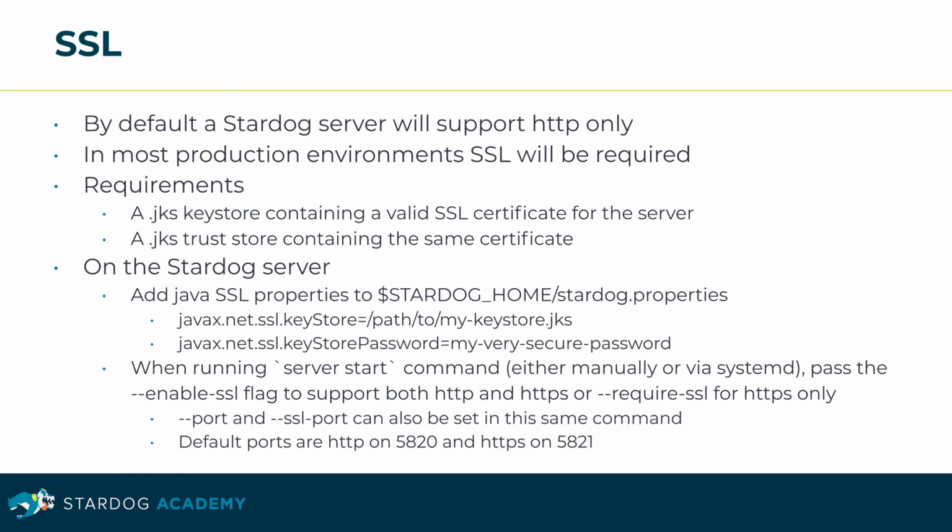Once this is set up, you will need to modify your server start command wherever it's run, whether that's manually or performed by systemd, to include either the enable SSL flag or the require SSL flag. Enable SSL starts your Stardog server with HTTP listening on one port, defaulting to 5820, and HTTPS listening on the other, default is 5821. These ports can be specified with the port and SSL port flags. Setting require SSL only opens the HTTPS listener on the default port of 5820.